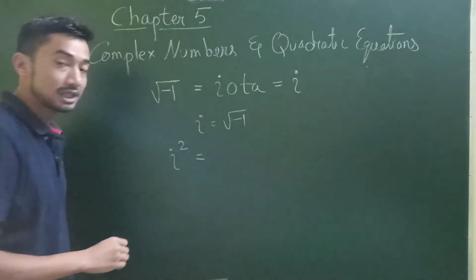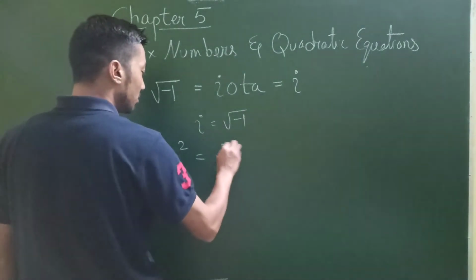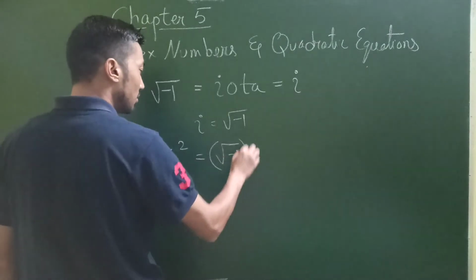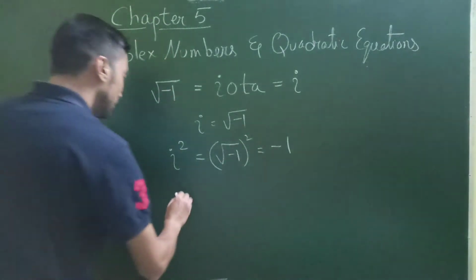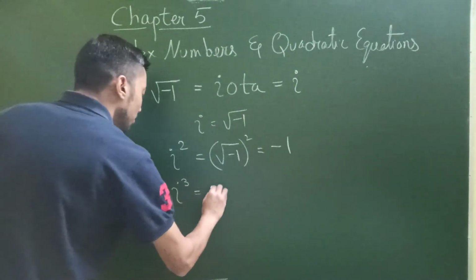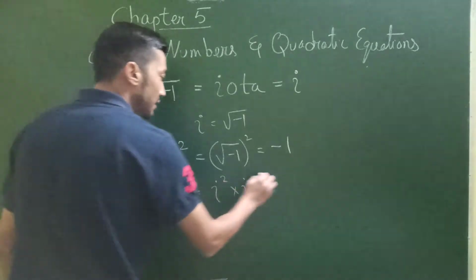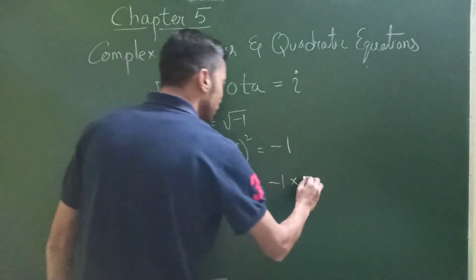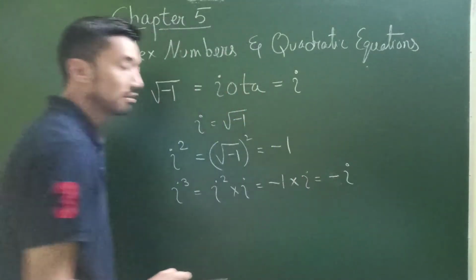What will be the value of I square? These are some basic things which we will need. So I square will be what? Because the value of I is root over of minus 1, I square is root over of minus 1 square, that will be minus 1. Take a note of it, okay? What will be I cube? I cube will be I square into I. What is the value of I square? It is minus 1. And I, of course, remains I. So I cube can also be written as minus of I.